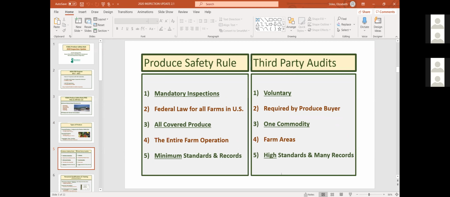The produce safety rule is quite different, actually. These are mandatory inspections by federal law for all covered farms growing covered produce. We're looking at the whole farm. And in comparison to the audits, these are the minimum standards and really a lot fewer records. So there is a difference.